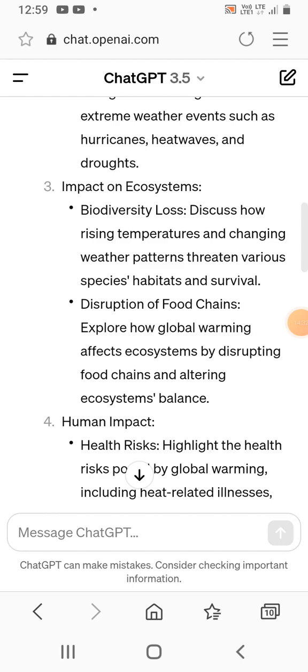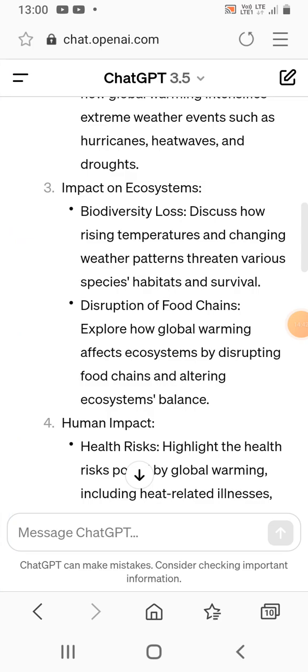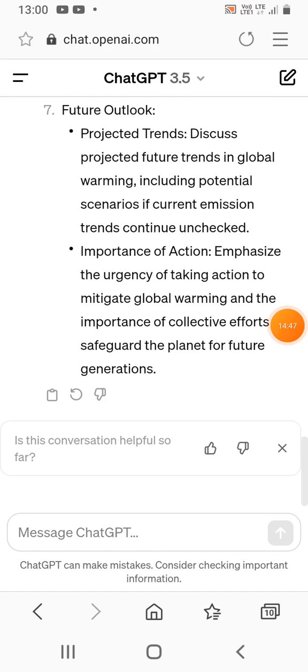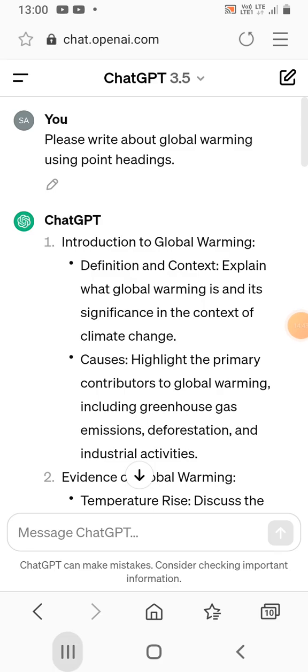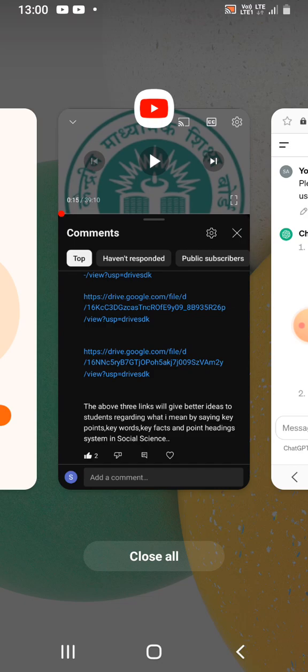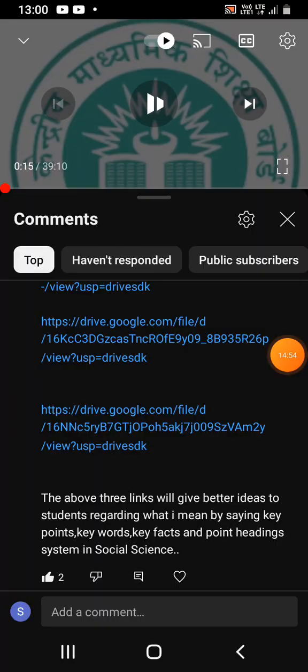Suppose impact on ecosystem. First I am writing biodiversity loss, then disruption of food chains. If you know these 2 point headings, you are getting 2 marks easily. Explanation you can write in your own language. So remembering point headings is important, especially in social science, humanities or memory based subjects. This kind of heading system is important.